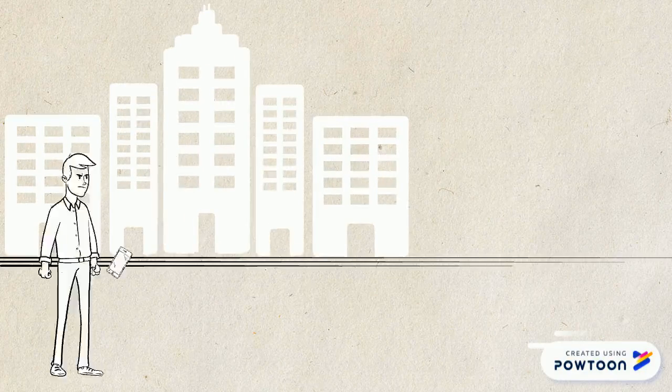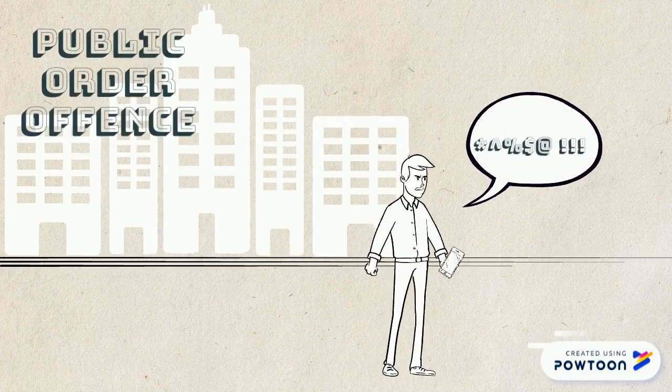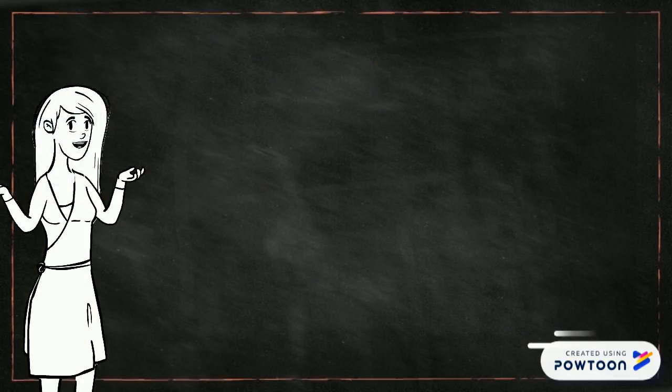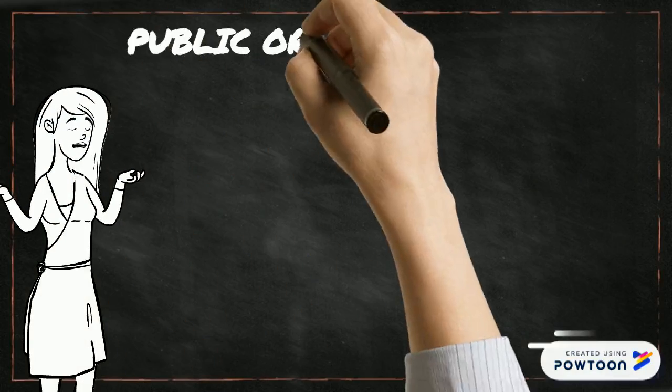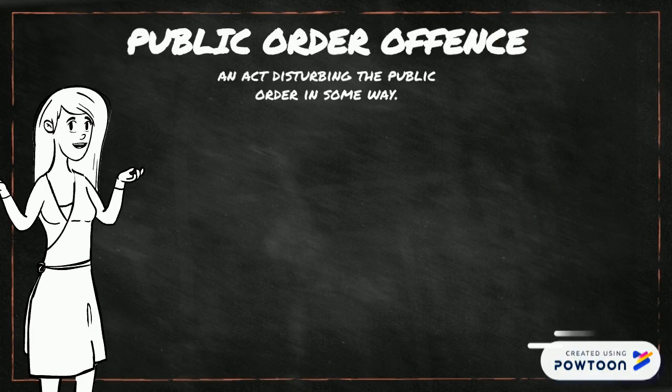For example, Jimmy is swearing out loud in public, a public order offence. Pause. A public order offence refers to an act disturbing the public order in some way.